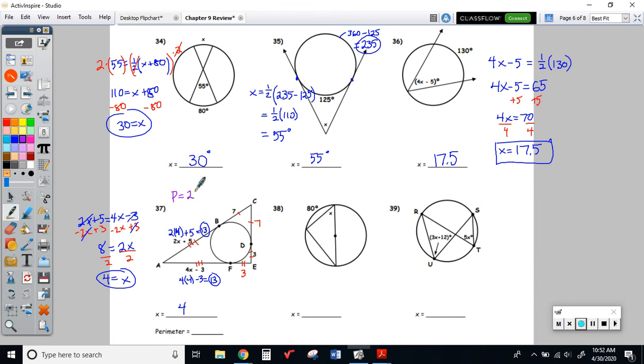So I have 2 13s, I have 2 7s, and I have 2 3s. So I'm just going to write it like that. Well, that would be 26 plus 14 is 40 plus 6 there would be 46 for your final answer for number 37. 46, no units given, so you can just write 46.